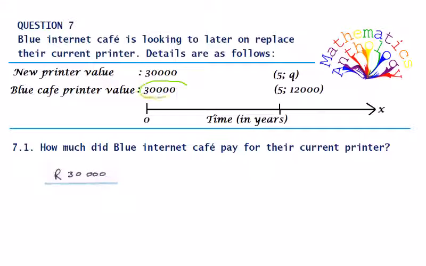Okay, question 7. Blue Internet Cafe is looking to later on replace their current printer. Details are as follows. New printer value 30,000 Rand at 0 years, and in 5 years is Q. Blue Cafe printer value is 30,000 Rand at 0 years, and in 5 years will be worth 12,000 Rands. 7.1. How much did Blue Internet Cafe pay for their current printer? That would be 30,000 Rands.